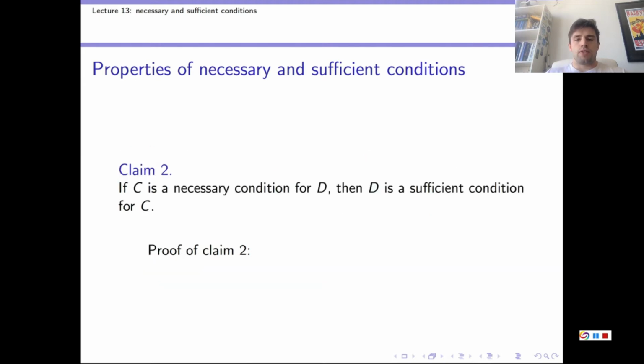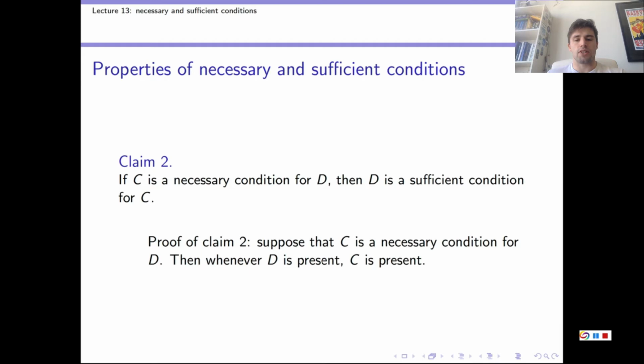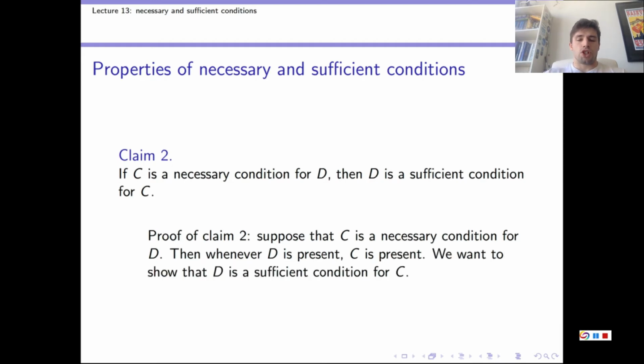Claim 2 is proved in a similar way. We want to start by stating our assumptions. Now, the claim in claim 2 is an if-then statement again, so to prove it we assume the if part, we assume the antecedent. So we suppose that C is a necessary condition for D. By the definition of necessary condition, that means that whenever D is present, C is present. Now we look at what we want to show. We want to show that the consequent is true.